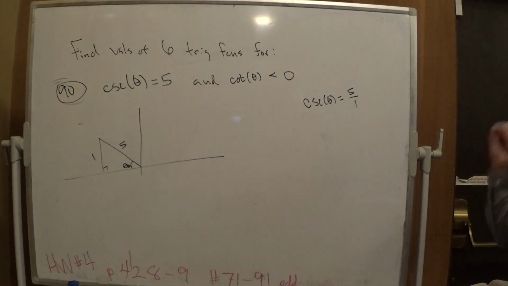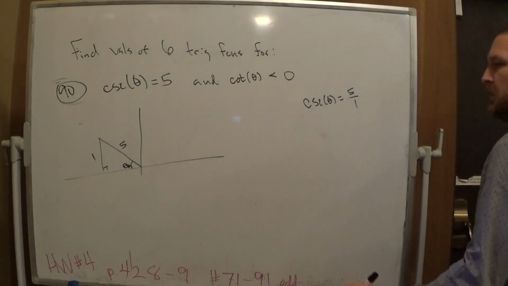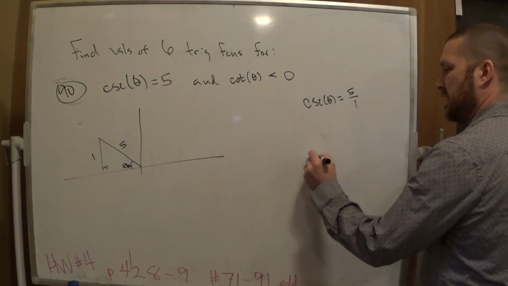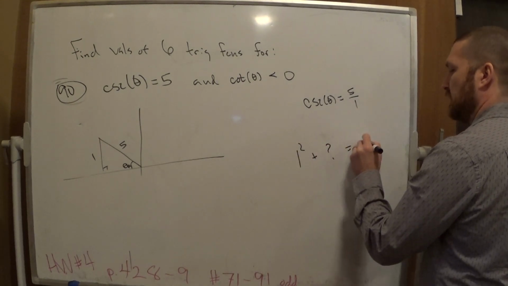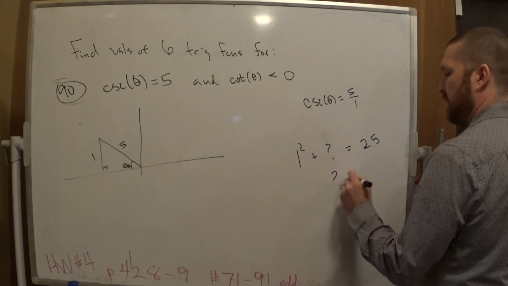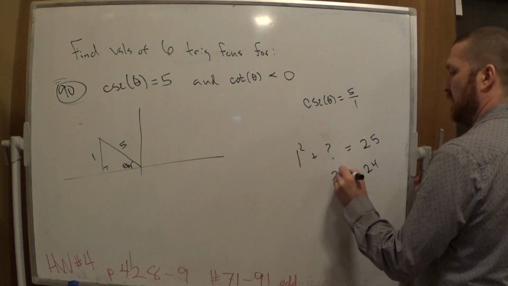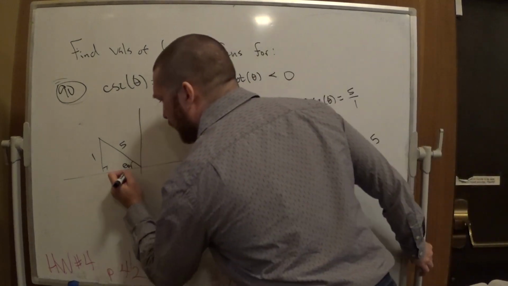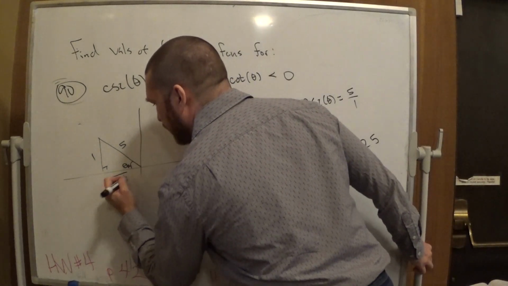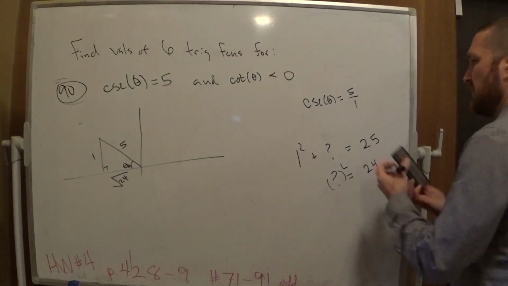And so what would that be? Root 24. I think so, because it would be 1 squared plus my thing squared is equal to 25. My thing squared is going to be 24. And so, yeah, root 24. Okay, so let's do them.